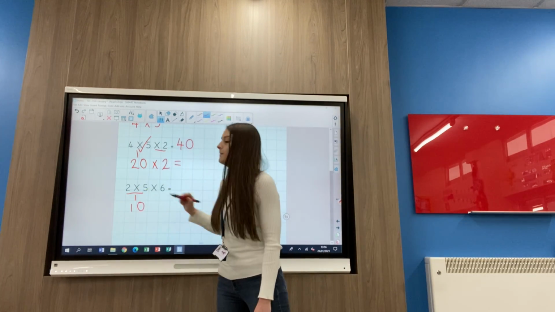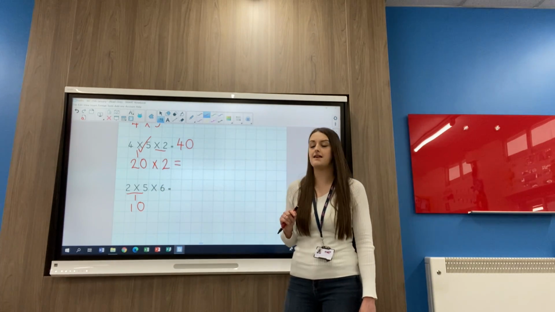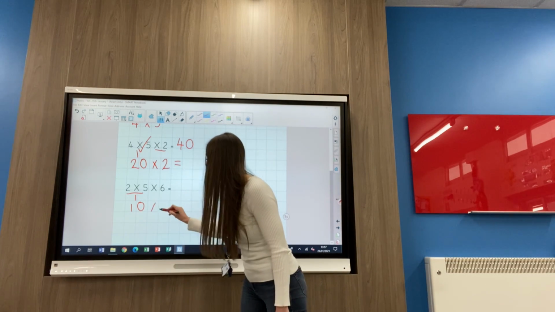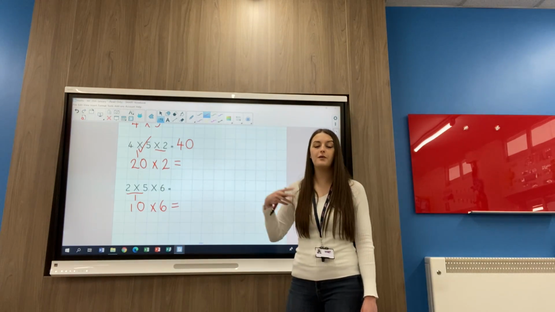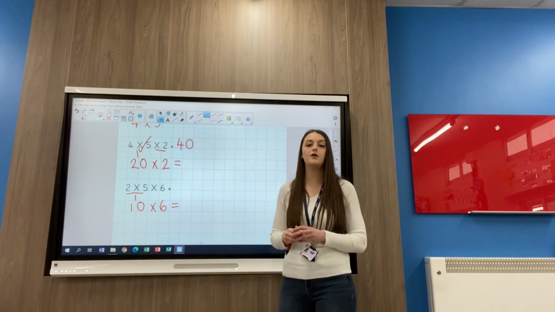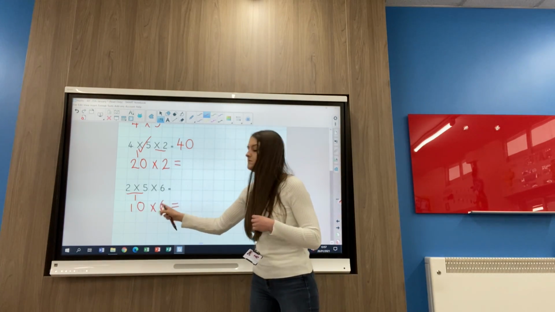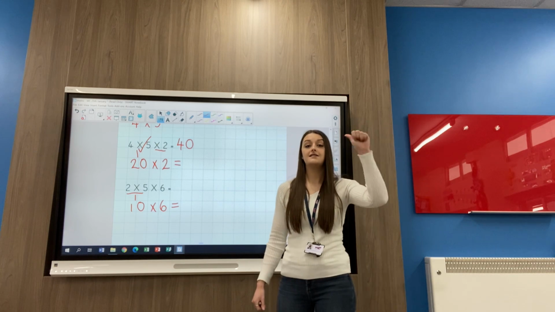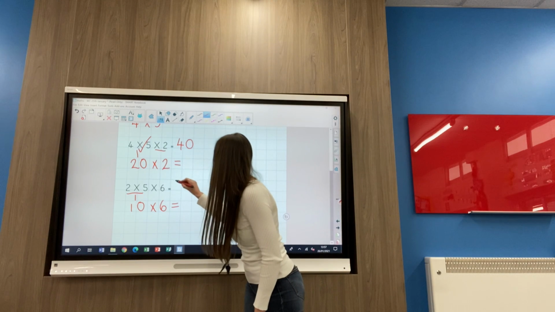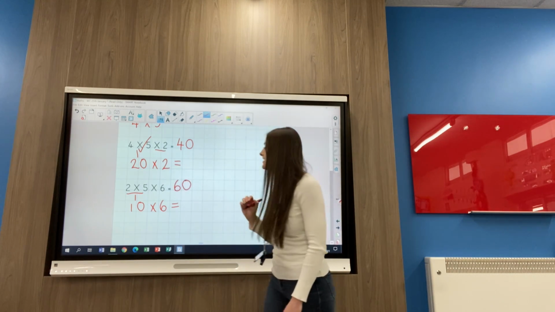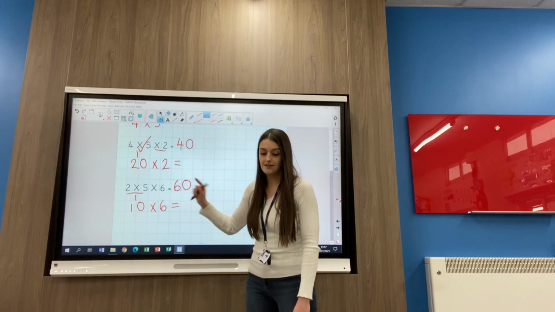So I've done the first part of my calculation. Now I need to multiply my answer by 6. 10 times 6. Now you can do this around your work in your book. We've been seeing lots of fabulous working out on your pages in your book to keep track of your calculations. So 10 times 6, can you count in your 10s with me? 10, 20, 30, 40, 50, 60. So the answer to 2 times 5 times 6 is 60. Now you've got one question that's like this.